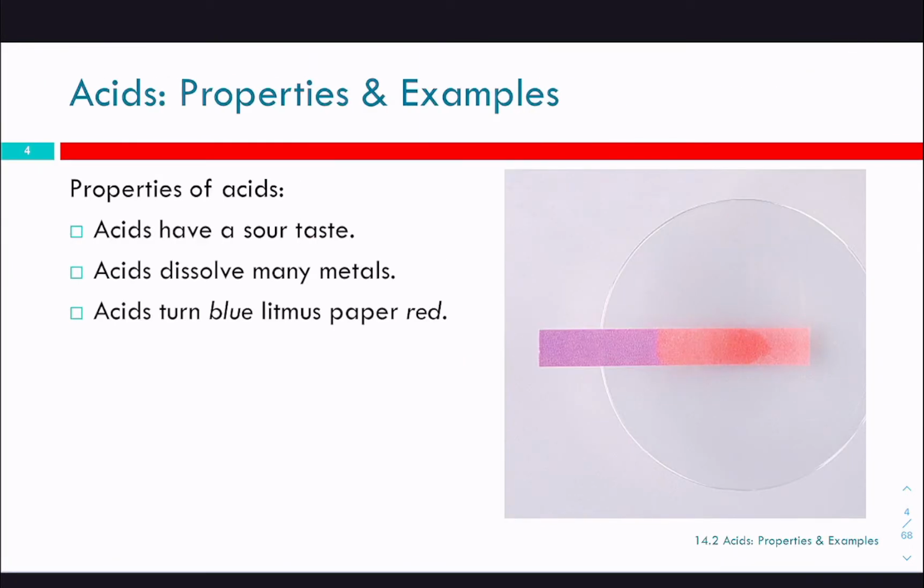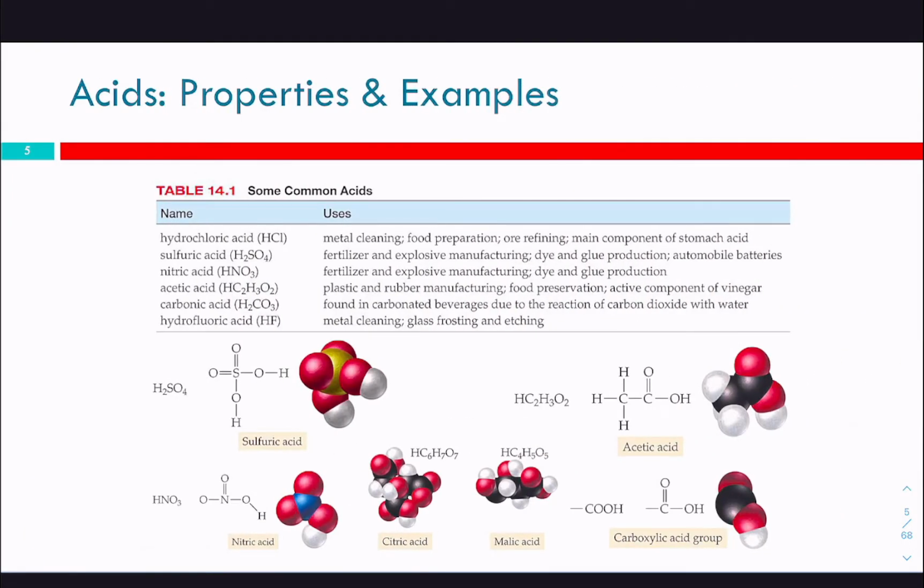So some of the basic properties of acids: they have a sour taste, they dissolve many metals, and they turn blue litmus paper red. Like citric acid in lemons and limes, very sour. These are some examples of acid formulas and what they're used for. We've looked at how to name acids. So you think hydrochloric acid, sulfuric acid, nitric acid, used for anything from cleaning metals to food preparation.